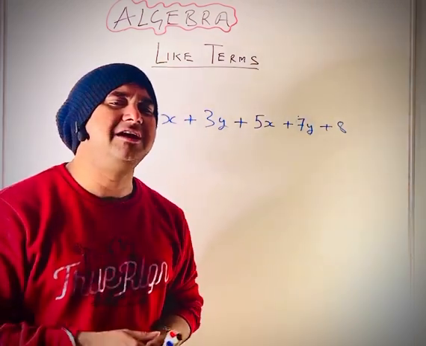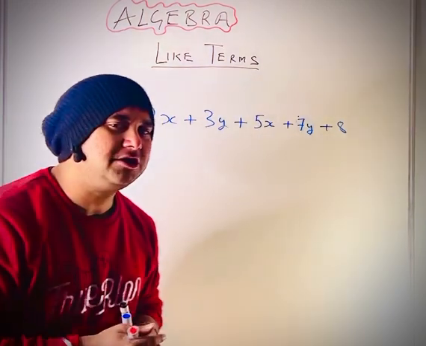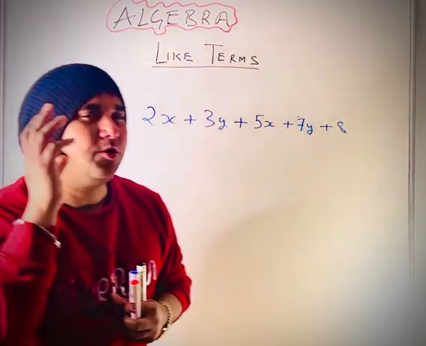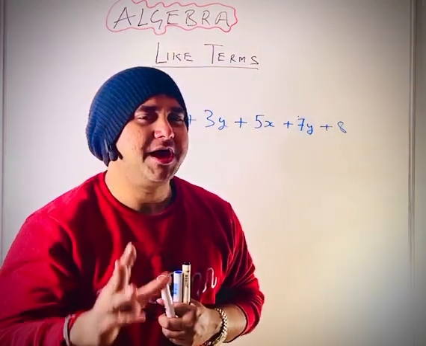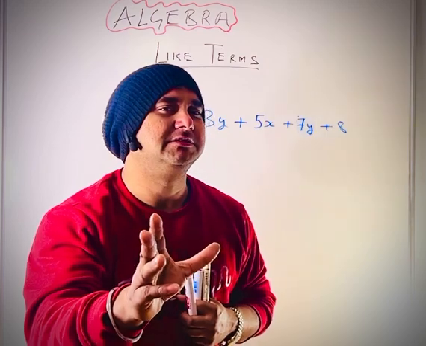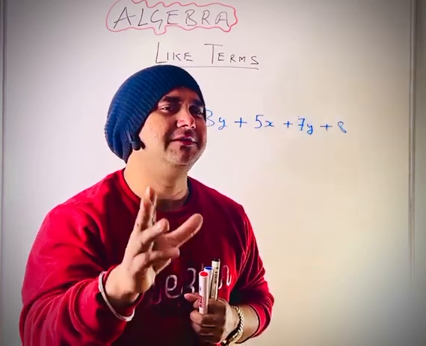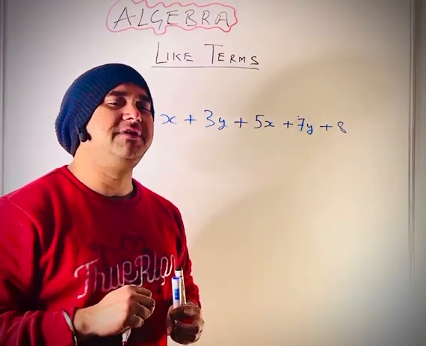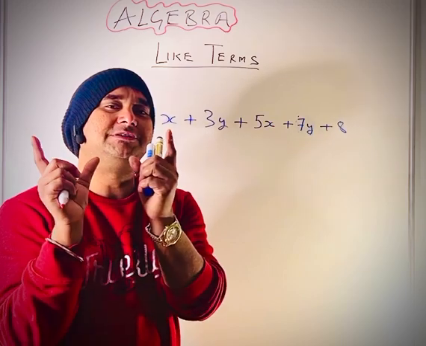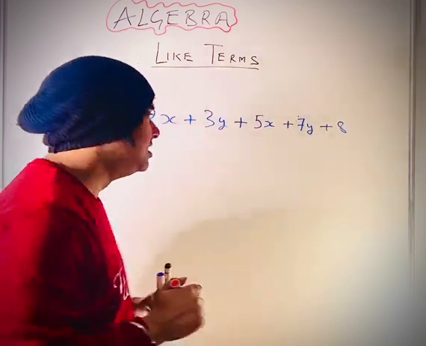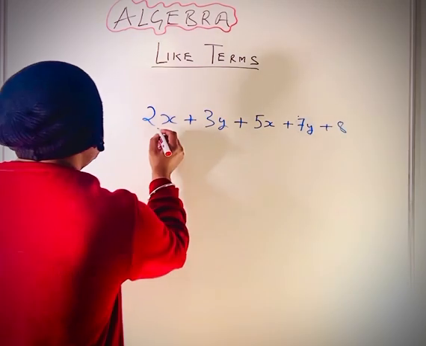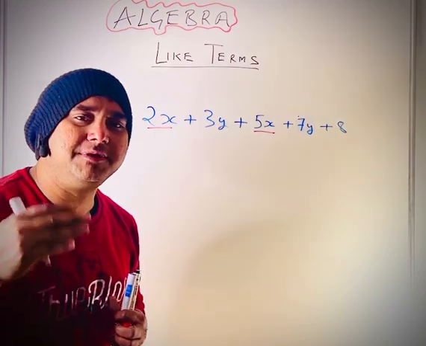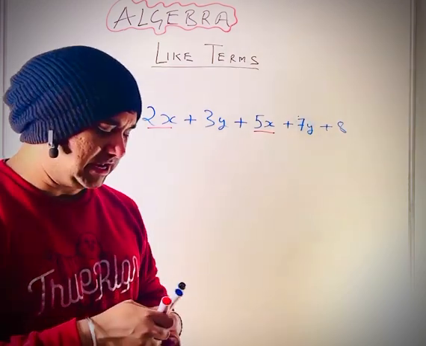Now what exactly are like terms? Think about it. The quick definition of like terms: all those terms in an expression with the same variables. Same variables. Yes. Now what are the variables in here? We have x and y, two different variables. All the terms with the same variables are like terms. So this x, 2x and 5x, they are like terms because they have the same variables. Does that make sense? Perfect.